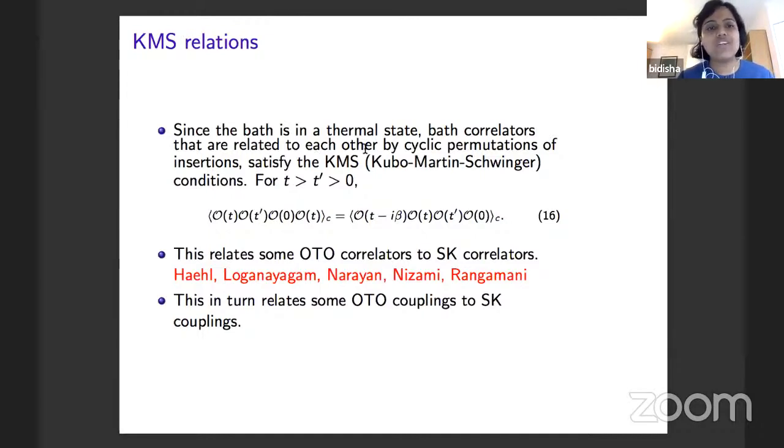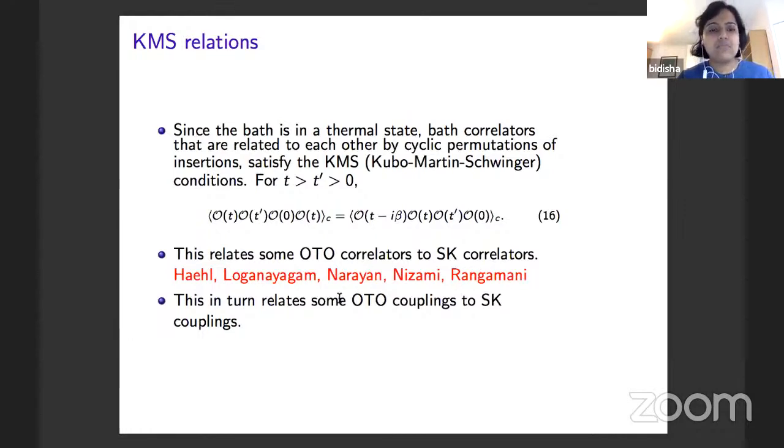So bath correlation functions are related to each other by the Kubo-Martin-Schwinger relation, where some correlation function gets related to its analytically continued version. So this C just means it's a connected correlator. So this is the KMS relation, and note that under the KMS relation also, some of the OTO correlators get related to Schwinger-Keldysh correlators.